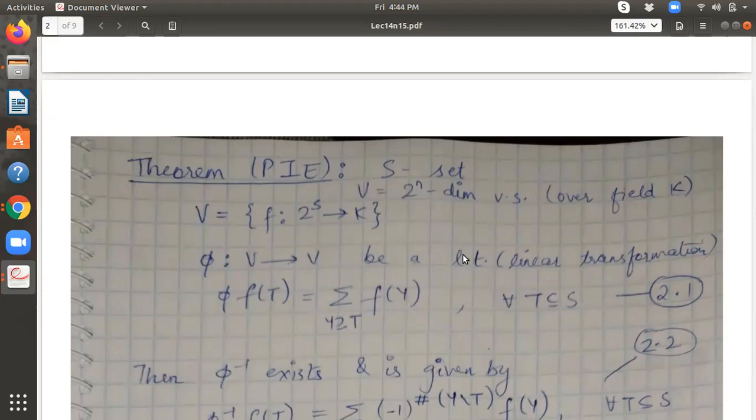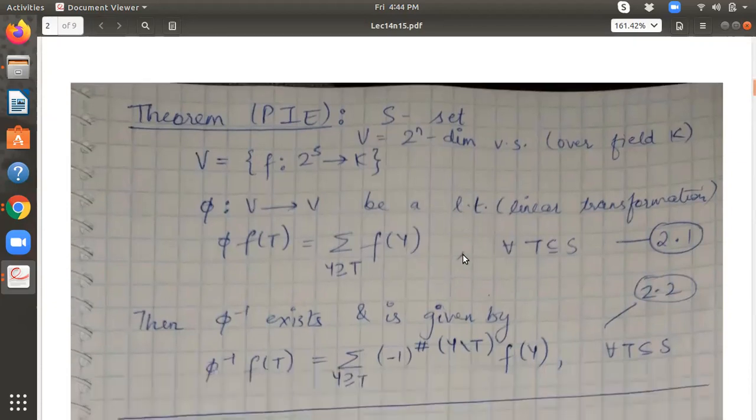Is that correct? Okay, let me proceed. I have very little patience today. Yes, has cardinality n, is it? Sorry? The cardinality of S is n, is it? Yes, the cardinality of S is n. Okay.